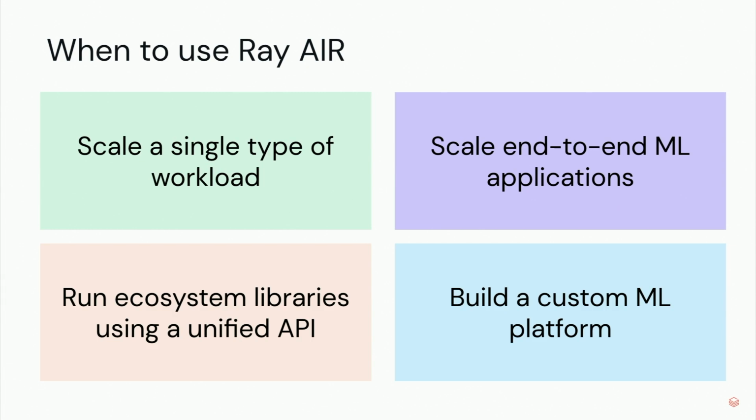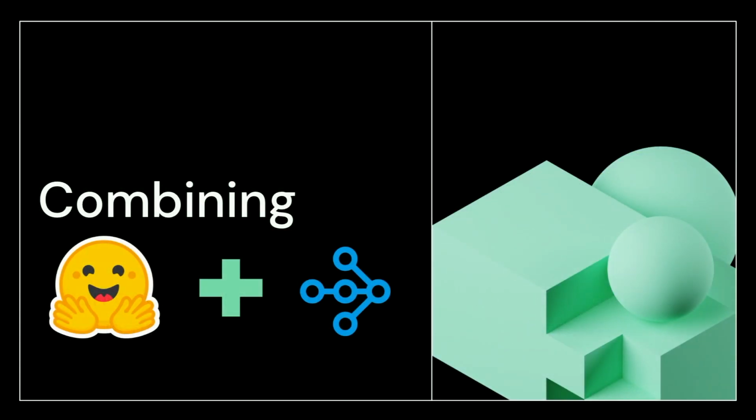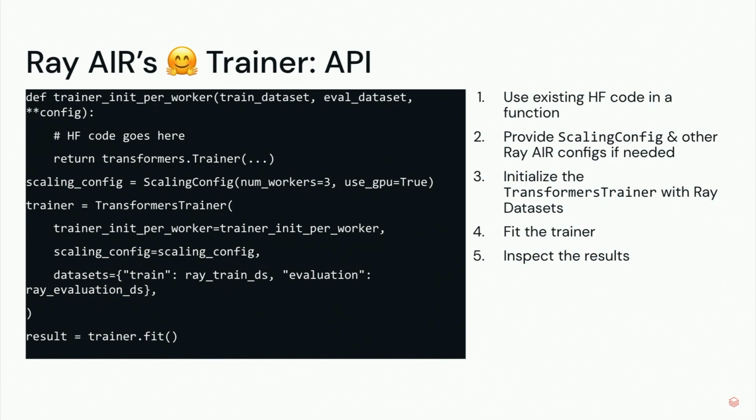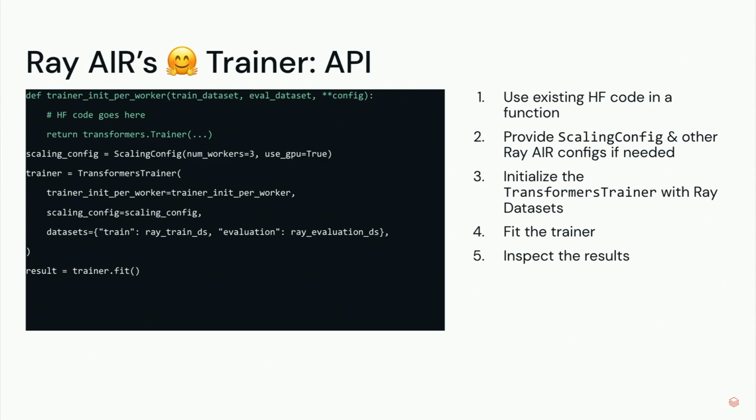So what we're going to talk about today is the third scenario, where you use an existing library, combining Hugging Face with Ray Air. Here's a typical scenario. You want to use the Hugging Face trainer to do some tuning. You can take your existing Hugging Face code, your Hugging Face trainer arguments and your Hugging Face trainer, and wrap it under a function called trainer.init per worker. As the name suggests, this function is going to run across all the workers that you have, along with a shard of the data that it's going to train on. You wrap your Hugging Face code around it and just return that as a trainer. The next thing you're going to do is provide a scaling config.